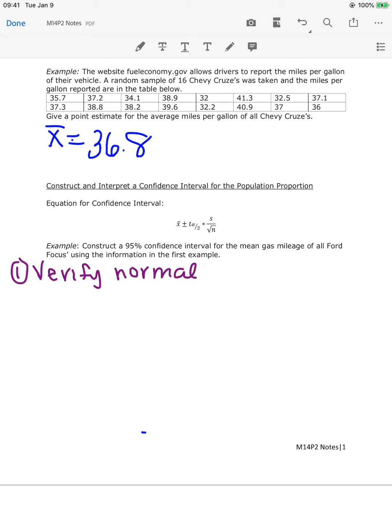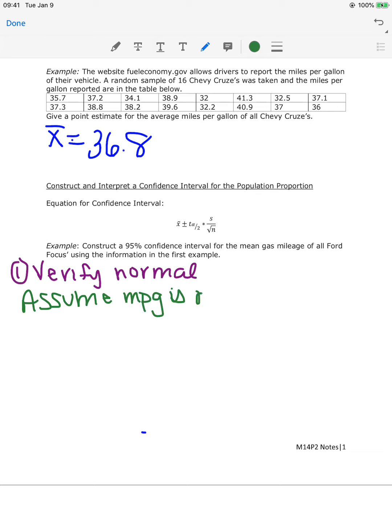However, I am going to continue on because you need to see how to do this confidence interval. Okay, so we're just going to assume gas mileage is normal. Just for this example.